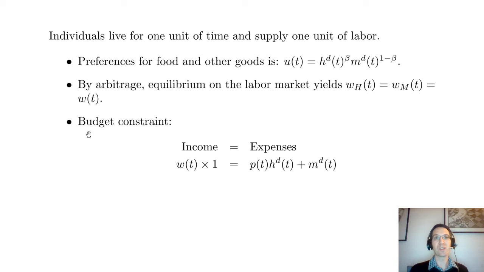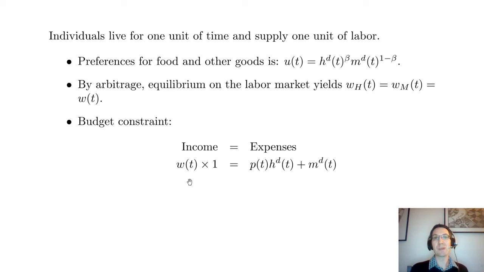So the last piece of the puzzle is the budget constraint. This is neat because I know that whatever sector I choose, I always get the same wage. What is my income? It's the wage multiplied by how much I work. I can very simply say that individuals live for 1 unit of time and they supply 1 unit of labor. So the total income of one person is just WT times 1, so WT.